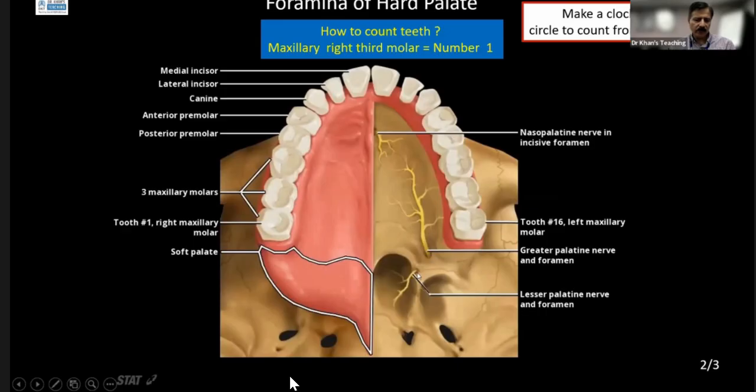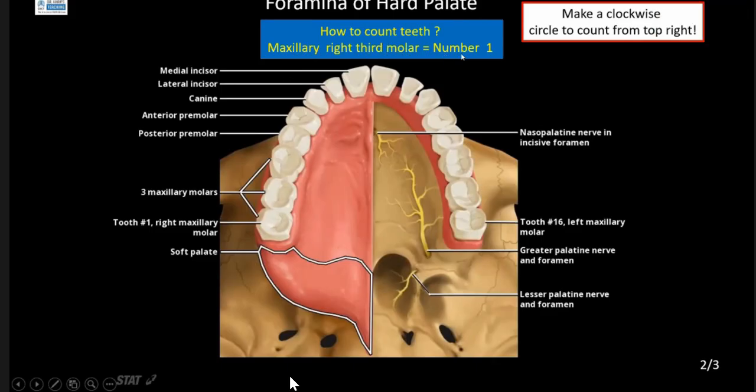How do you count the teeth? There are many conventions over the years, but these days people follow this one, where you number the teeth from 1 to 32. The key point to remember is where is the 1 and where is the 32. The maxillary right third molar is number 1. So this is number 1. From here, start counting. This is the upper jaw. So start counting like this and then go down.